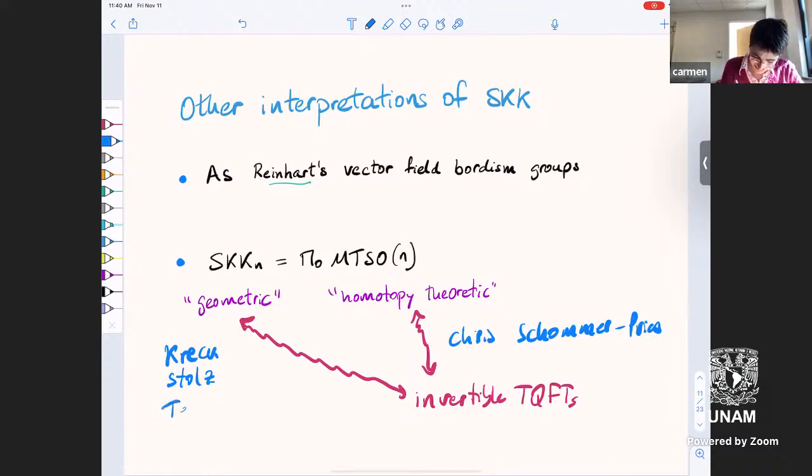So Craig, Stolz, and Teichner did some work on this, and then I took up this project with a student. We wrote out a very accessible version of the project, and then, well, we'll get there, but then we encoded things into an exact sequence, and we figured out that split exact sequence. So we'll get there as part of this story. But the initial idea of the connection between the SKK, the geometric interpretation of cut and paste, and invertible TQFTs was due to this team of authors.